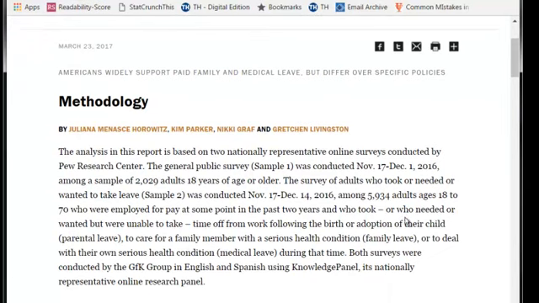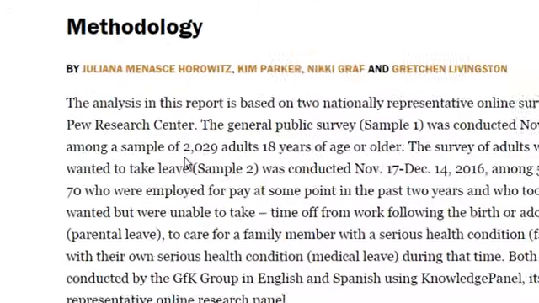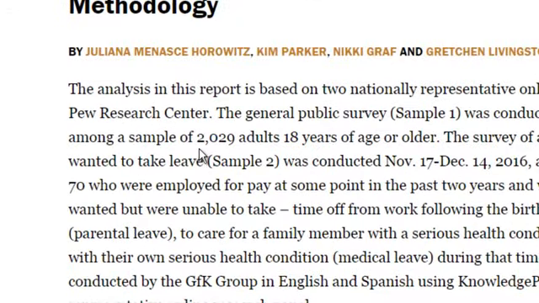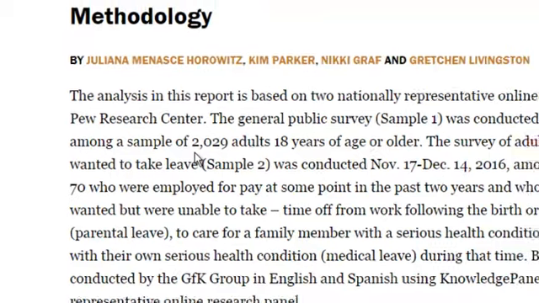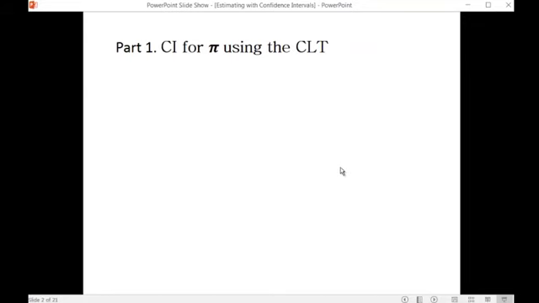Now, we're not going to go through the sampling, how they avoid sampling bias, how they avoid non-sampling sources of bias, what are the exact questions, and things like that. But those are important questions. That's just not what we're about right now. One thing we are going to notice here, though, is that the results they're publishing are based on a sample of 2,029 adults age 18 or older in the United States. So how do we use this information to get a confidence interval for the population proportion?